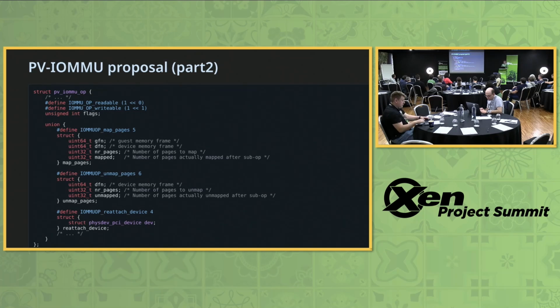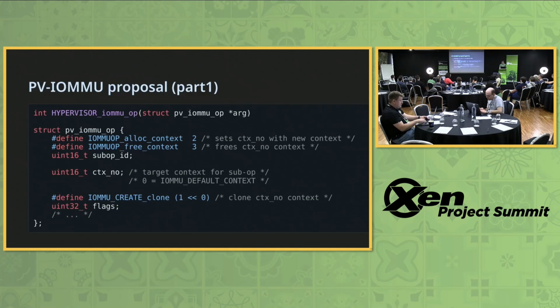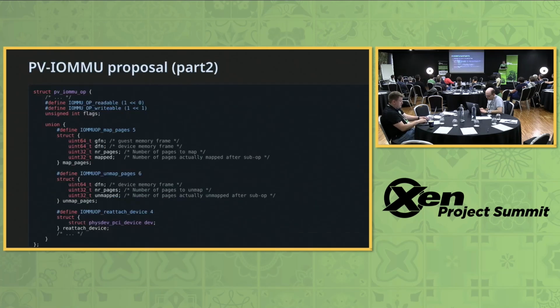We have a similar operation for unmapping pages, where we specify the device frame number and it gets removed from the IOMMU context. And we can also move devices from one context to another. This is pretty much a reattach device operation. We specify a device that the guest has access to, and the guest provides the target context number as a parameter, and it just moves the device from one context to another. So that's pretty much it.